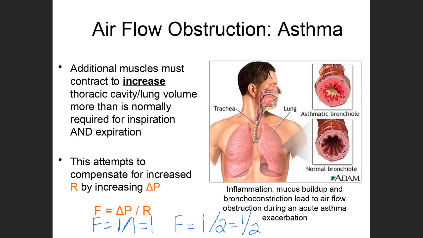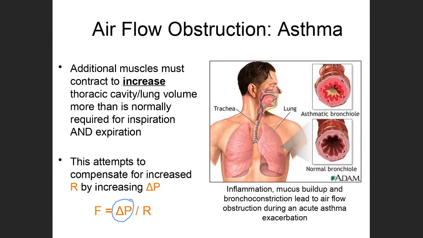What a person who's having an asthma attack is trying to do is compensate for that increase in resistance. Without medication, they can't change the increase in resistance. It's there. What that means is the only thing they have any control over is the difference in pressure between intrapulmonary pressure and atmospheric pressure. So they try to control this part of the equation.